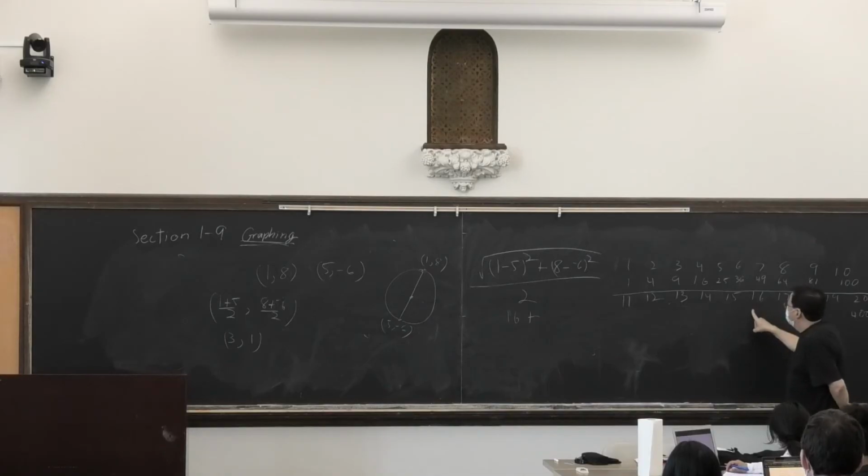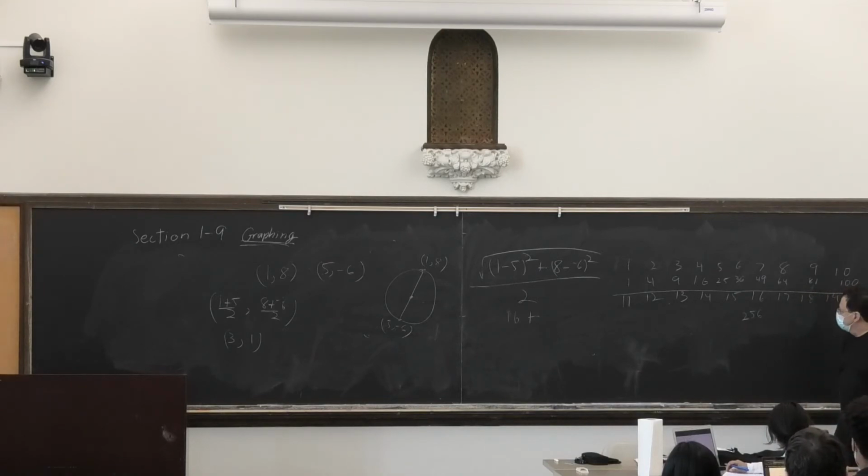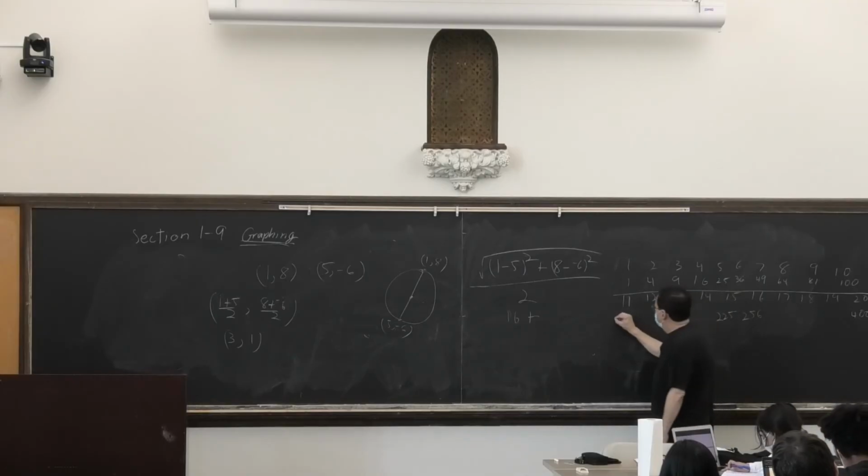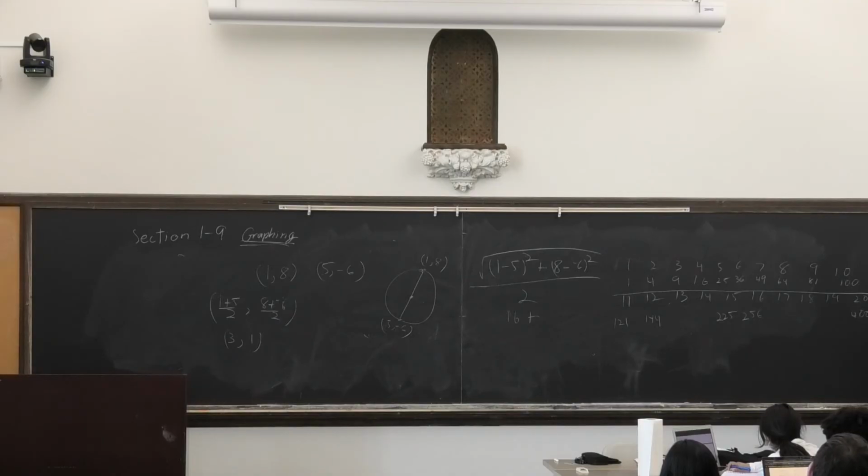CS major, you should know this one. Definitely tattoo that to your palm. 15. Question? Okay. So all of these, you really should just know, like 5 squared = 25, 6 squared = 36. The rest of them, you can kind of figure out as you go.